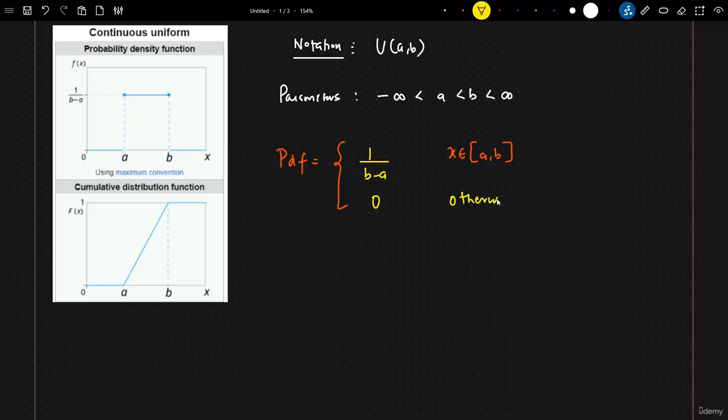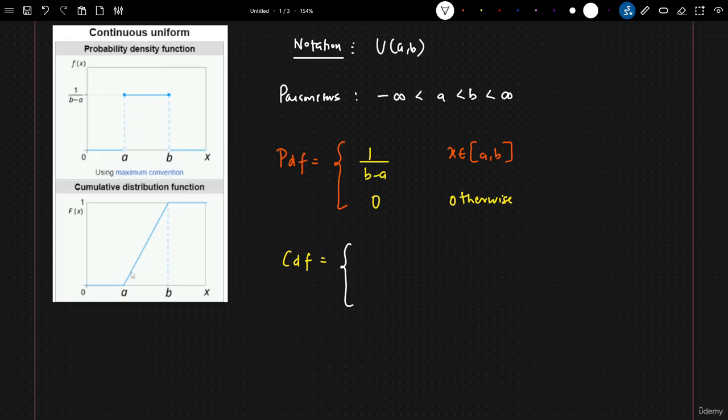So here you can see if it is less than A, then it is 0. If it is greater than B, it is 0, right? And when it is between A and B, it is nothing but 1 divided by B minus A. Okay. Similarly, if I go ahead and construct the CDF, which is my below diagram, now with respect to this specific CDF, here also you have three different scenarios.